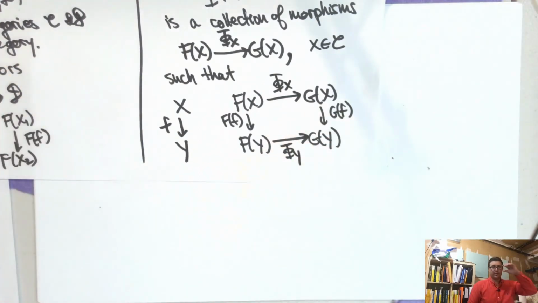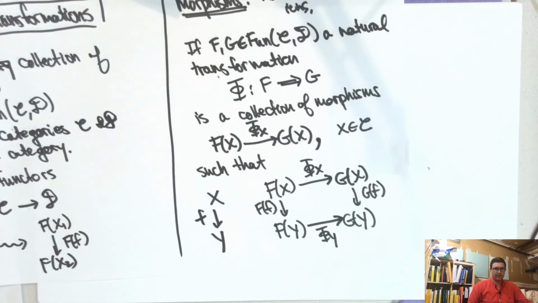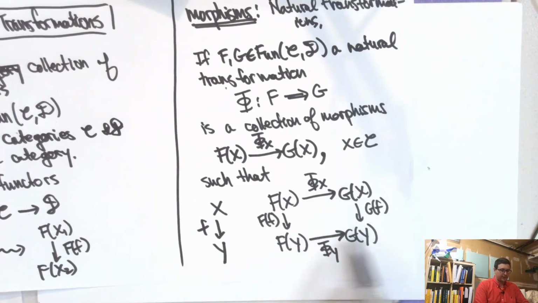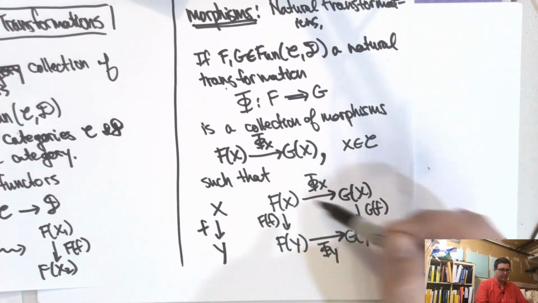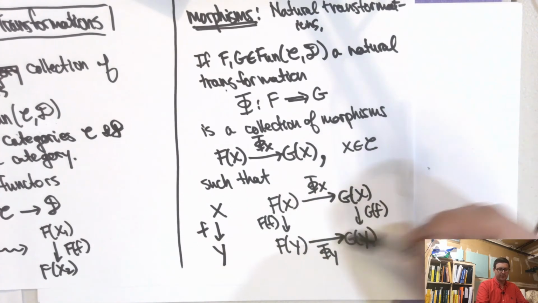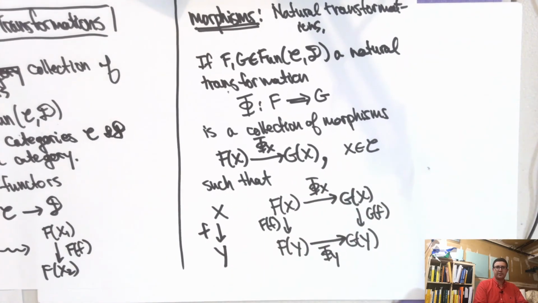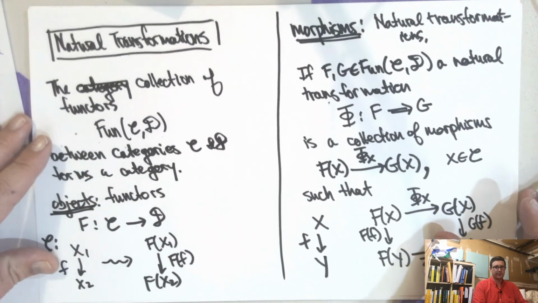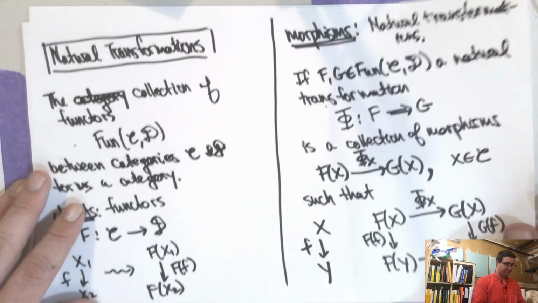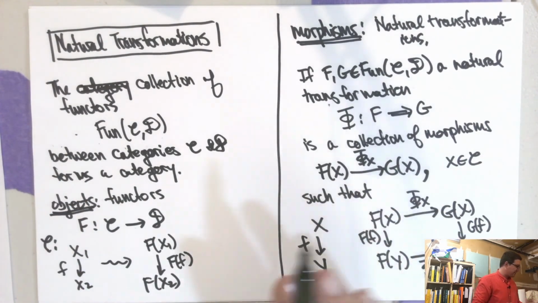So this is the way to get a morphism between functors. For every object, you link them up with some morphism, but they have to be compatible. It has to be functorial in this way. So that's what a natural transformation is. It has to be functorial. Okay, so now we have objects.